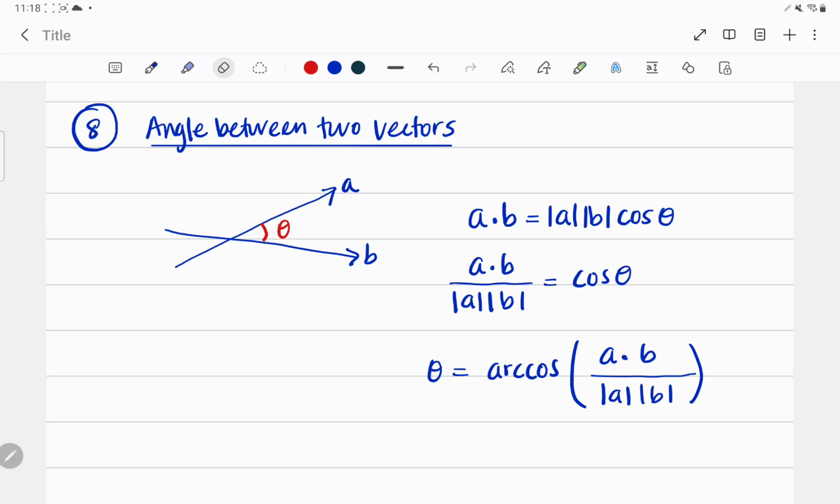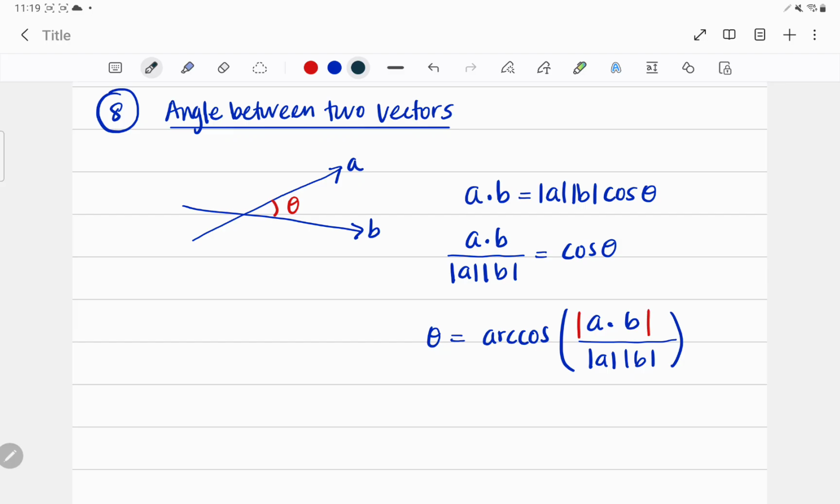So back to our question, if you want to find the acute angle between the two vectors A and B, and you know that A dot B is negative, what you need to do is just one step. You put modulus around A dot B. That means we just want a positive number. And that will solve the problem, and you can find the acute angle between vectors A and B.